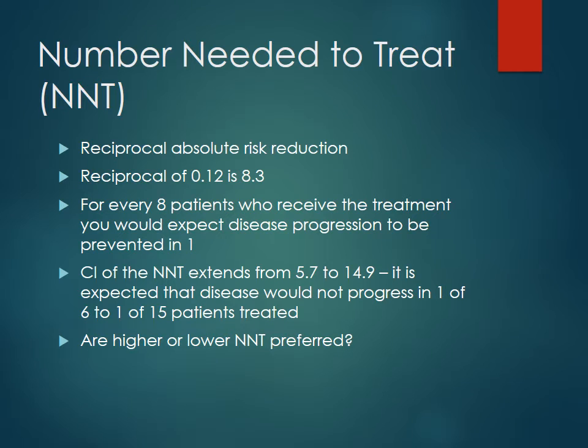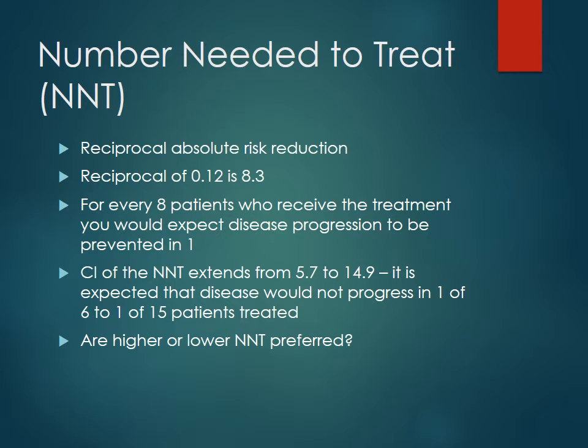So how could we look at the number needed to treat? Have you guys heard that term before? Okay, so the number needed to treat is basically how many patients you would have to see who have asymptomatic HIV with high CD4 cell counts, how many patients you'd have to give AZT to in order to have one patient not have a progression of disease, okay?